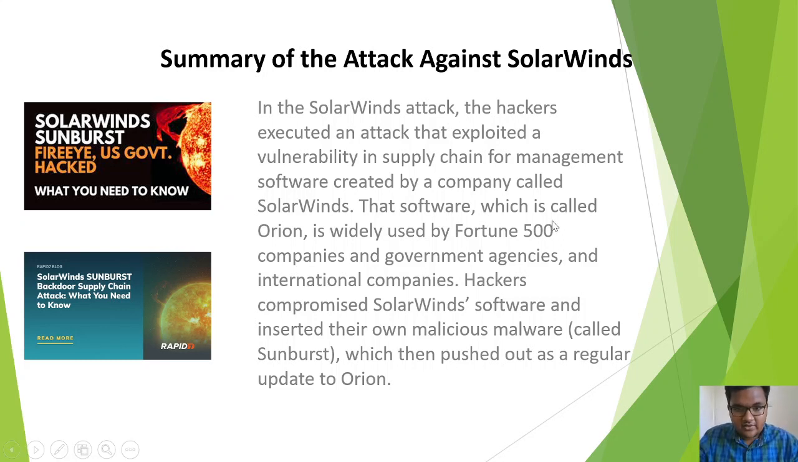The software, which is called Orion, is widely used by Fortune 500 companies, government agencies, and international companies. Almost all the most popular companies use their products. Hackers compromised SolarWinds software and inserted their own malicious malware called Sunburst, which was then pushed out as a regular update to Orion. So whoever updated their software got affected.